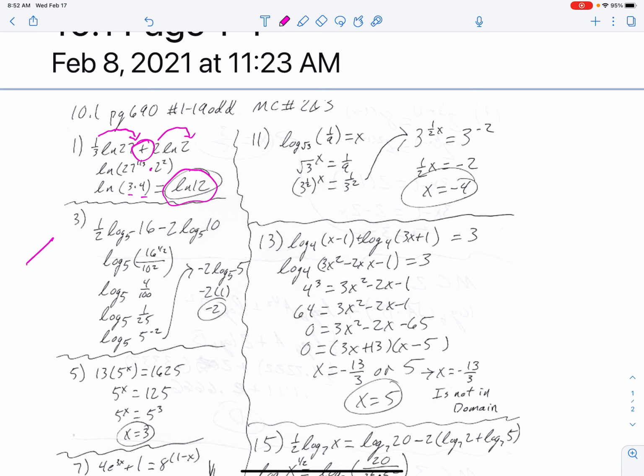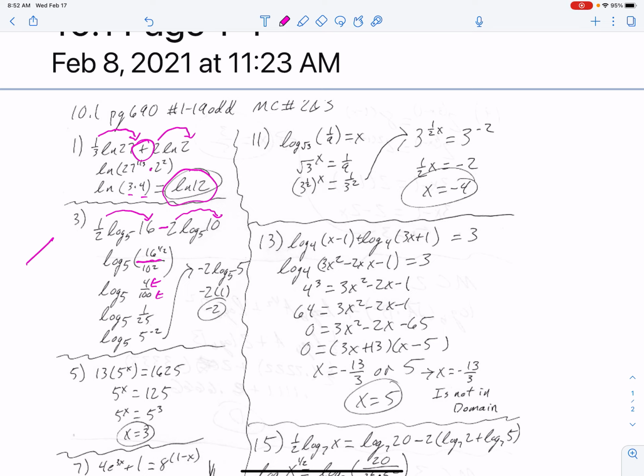Next one, really going to follow the exact same process. The 1/2 becomes the exponent of 16, 2 becomes the exponent of 10, and then because this is subtraction, I can turn my problem into division. 16 to the 1/2 is the square root of 16, so that's 4. 10 squared we all know is 100. Then I can reduce to 1/25.